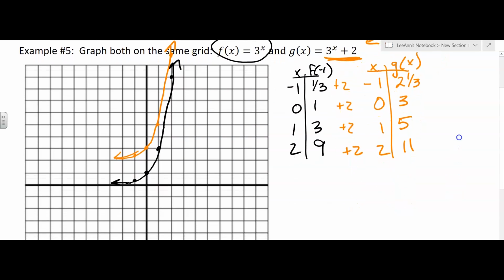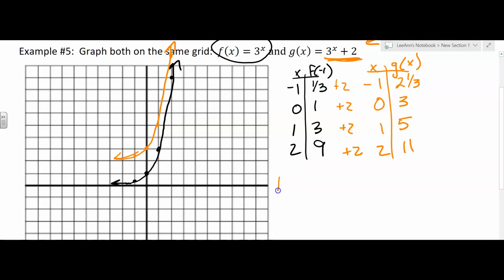Now when we talk about things like domain and range, some of these things change. The domain is still -infinity to infinity, but the range now is going to be from 2, but not including the 2, to infinity. So you've moved the asymptote, which we'll talk about, you've moved the asymptote up 2 units as well.